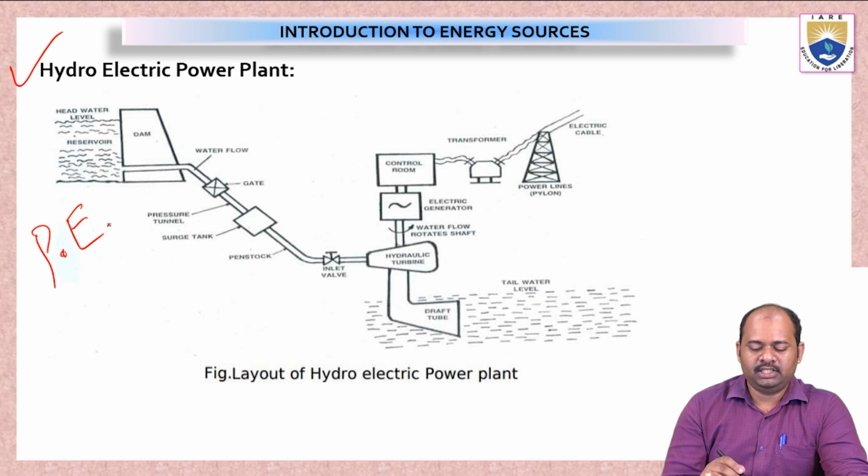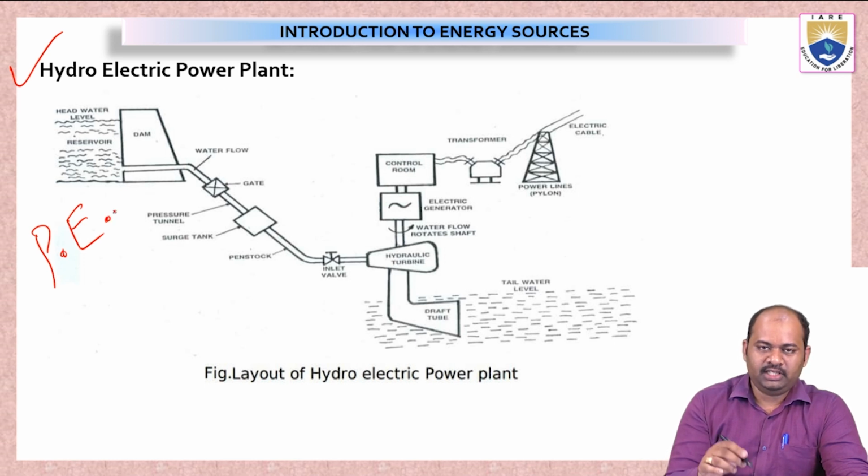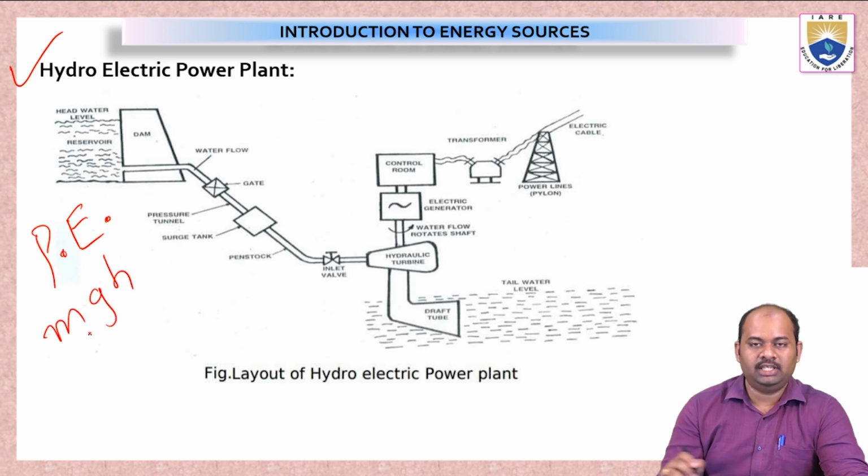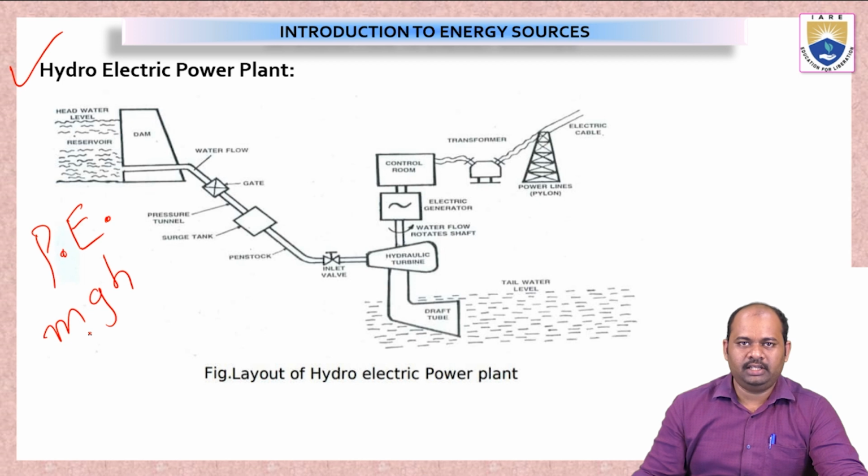So what the water has, when it is stored at very high altitude, is some potential energy in the form of mgh. M into g is the weight of the water, and h refers to the height up to which the water is stored.